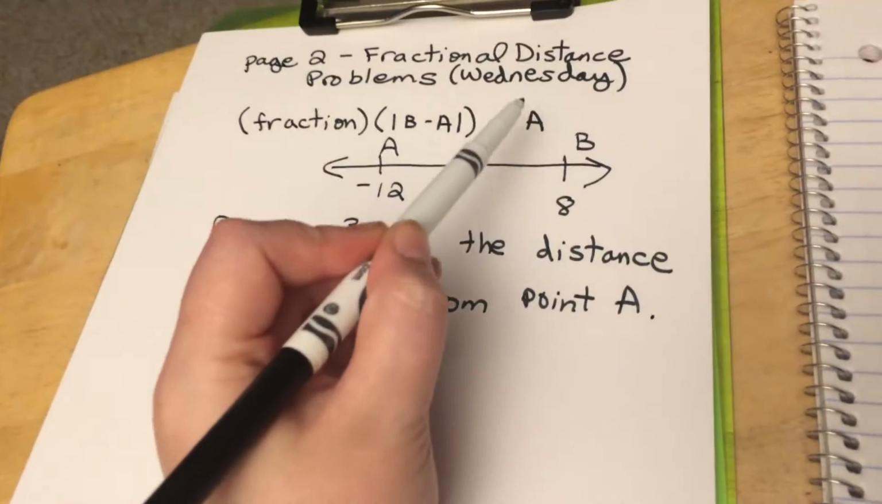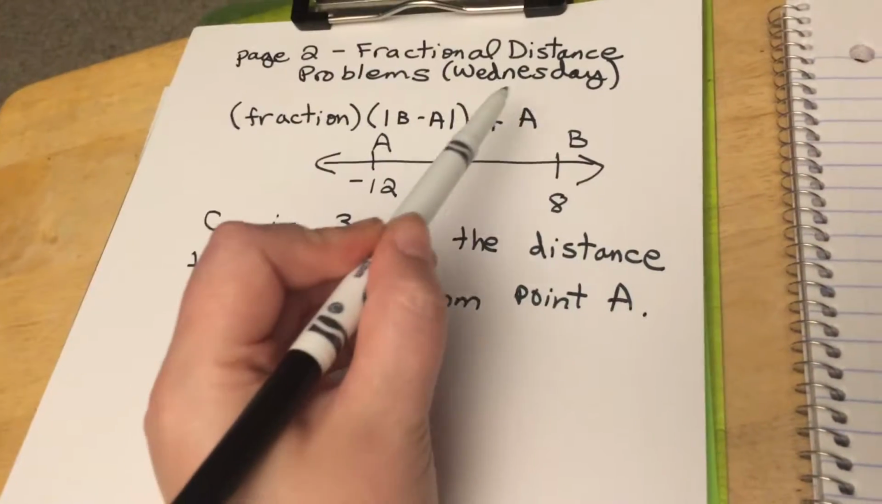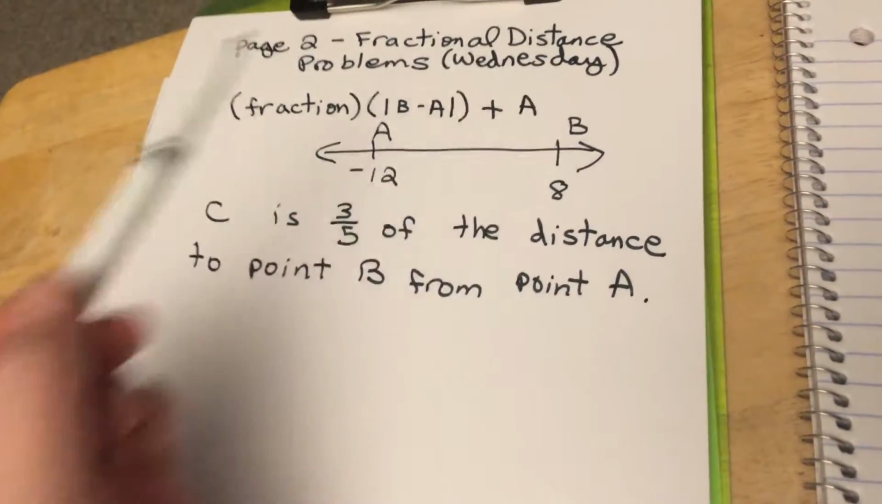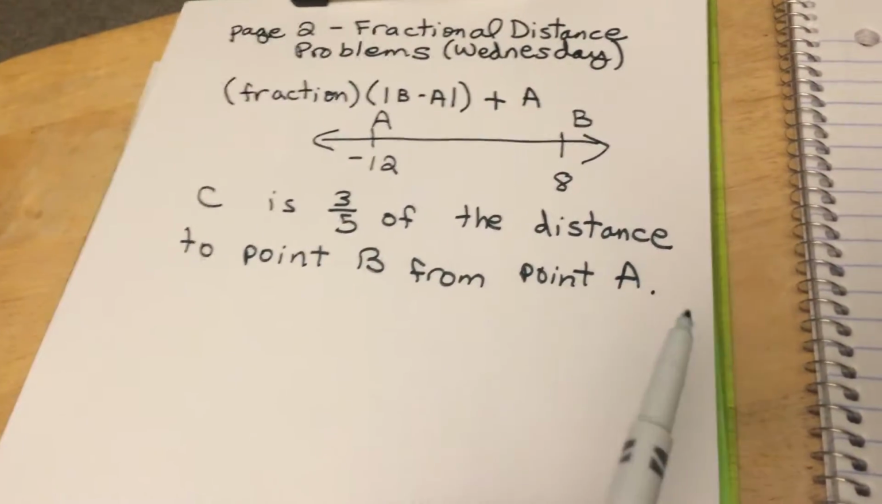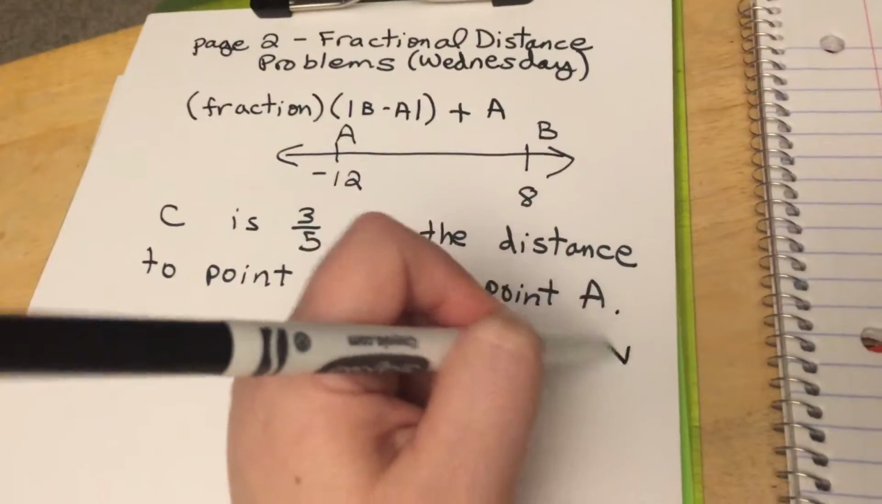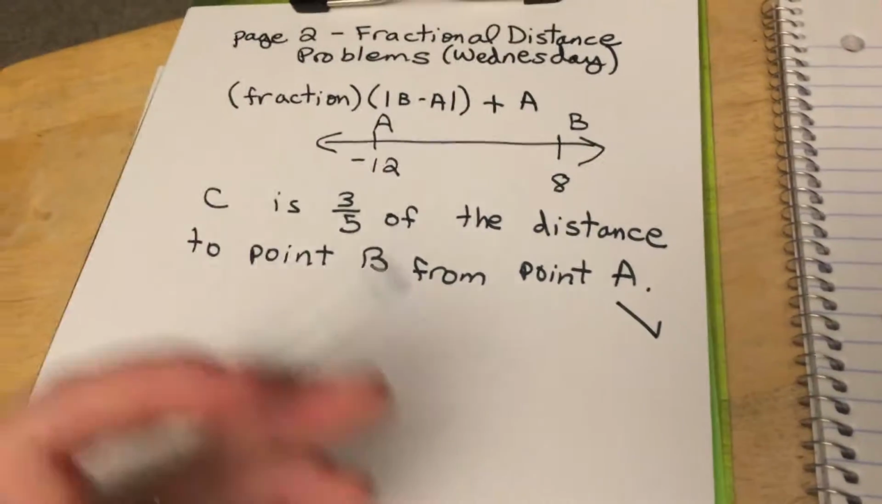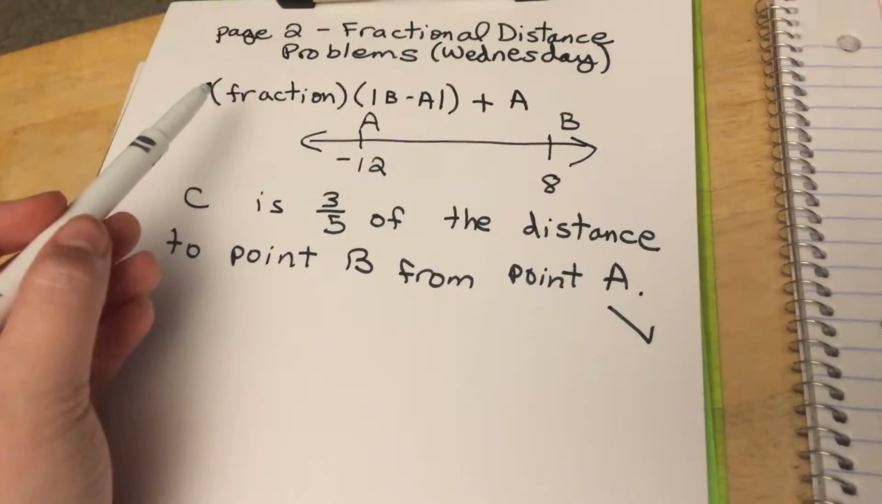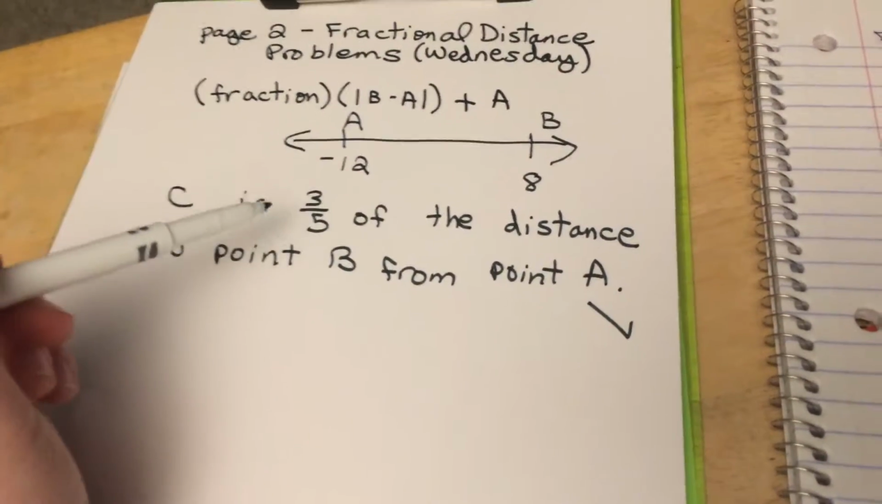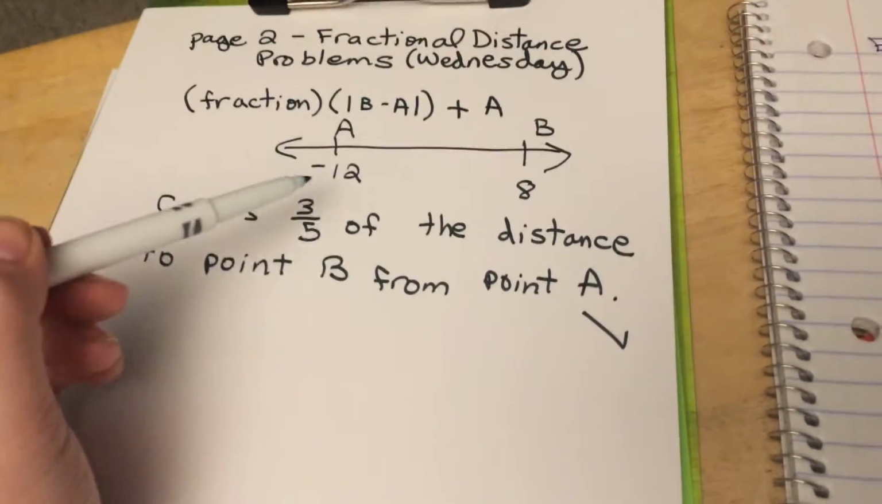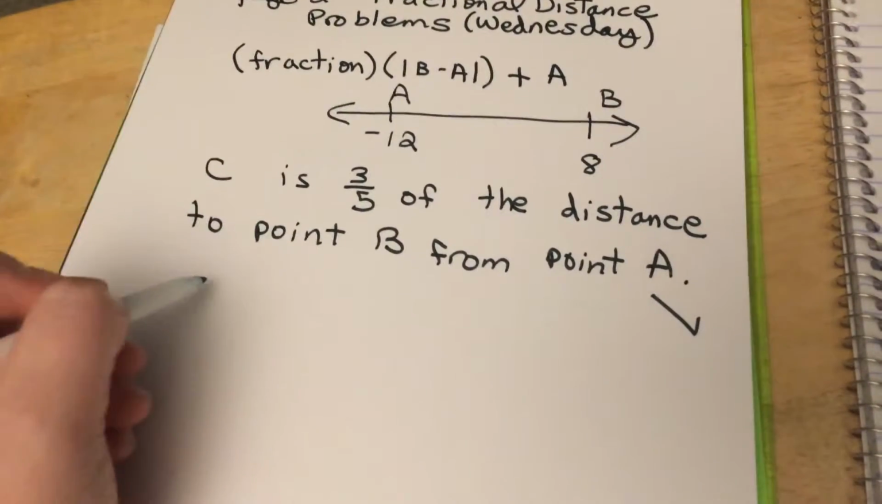Because our formula has our starting point of A in it, that means we always want to come from the A side. So the distance is to point B from point A. So we are coming from A, so we can do our check, and we can go straight into using our formula. Our fraction is what fraction of distance we're using, so we're using our 3/5. So we set it up.